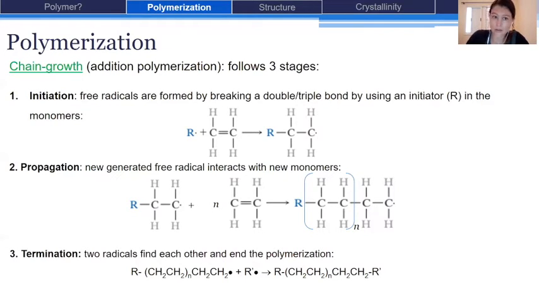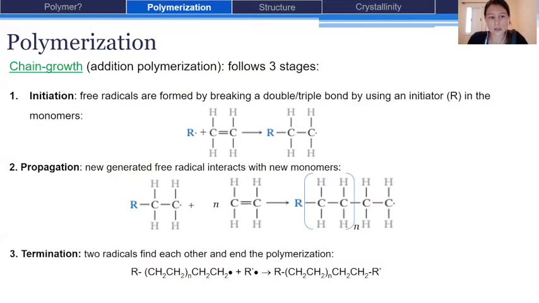So free radicals are formed by breaking a double or triple bond in the monomers by using an initiator, which is represented in blue with the letter R. We already presented the reaction of this initiator, in that case, that possesses a radical that will react with the double bond, and we have a transfer of an electron to the carbon on the right part of the monomer.